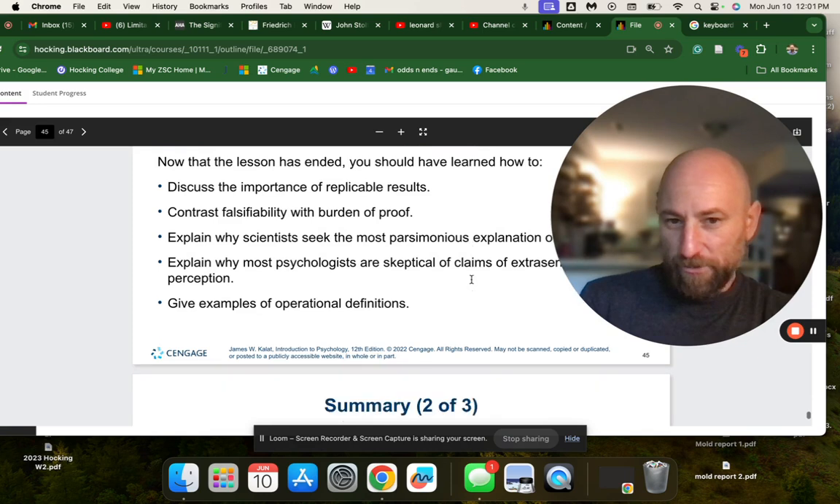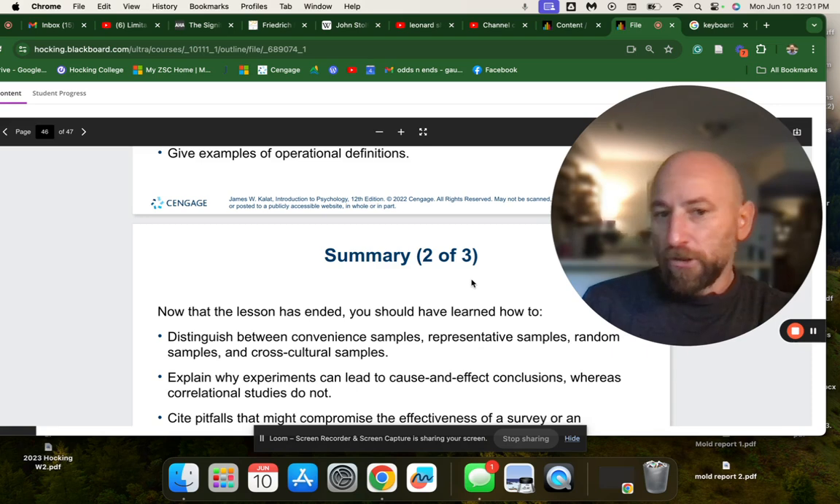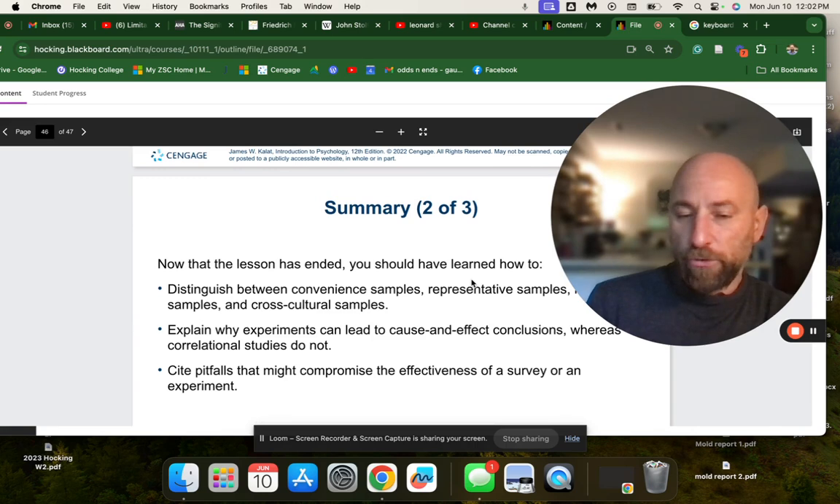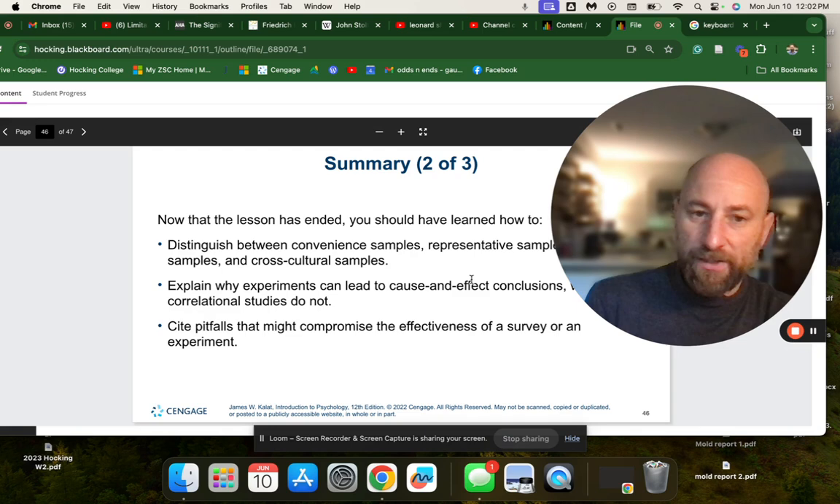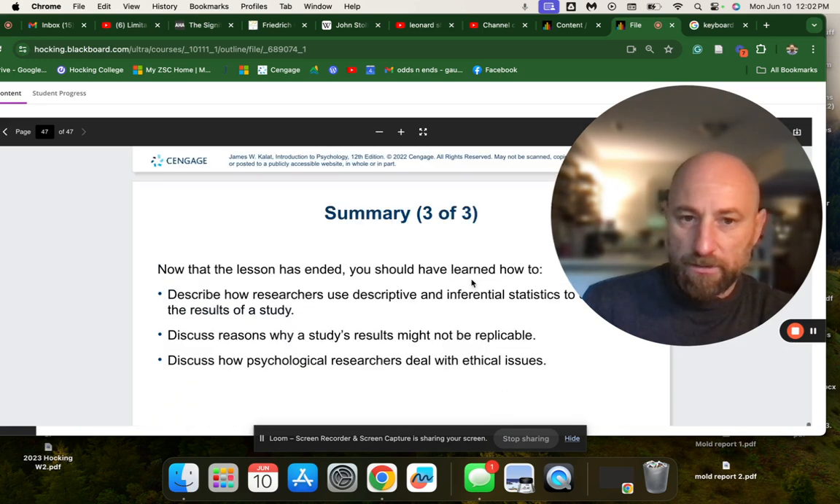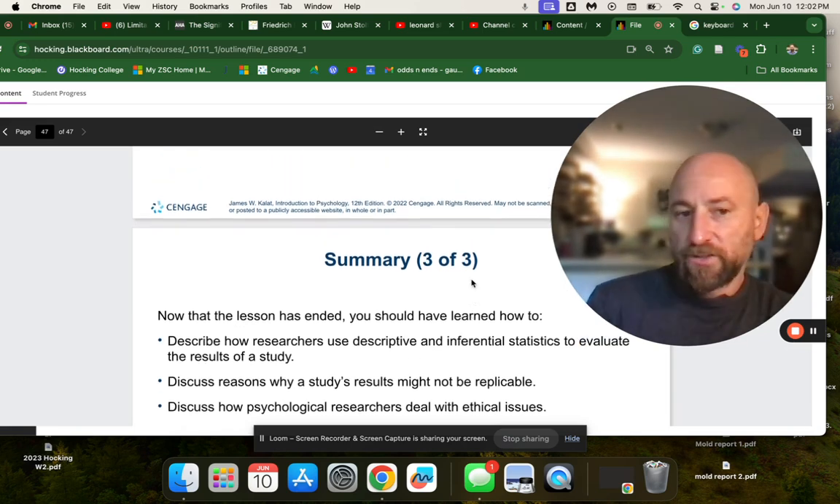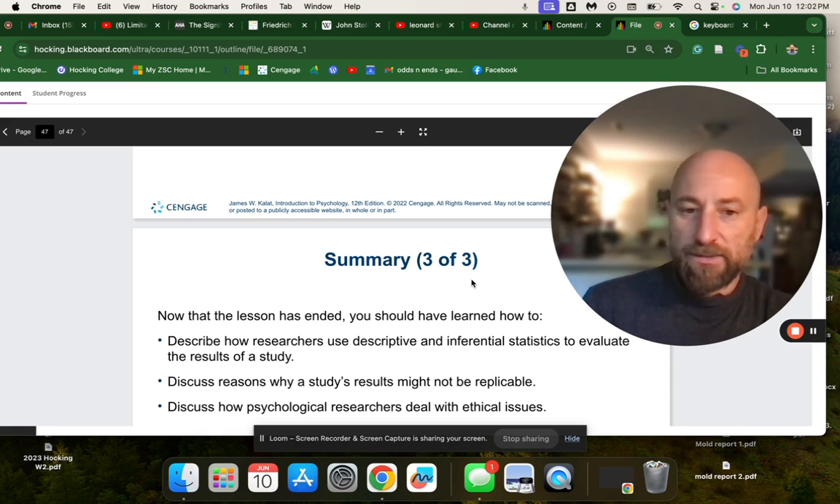give examples of operational definitions, distinguish between convenience samples, representative samples, random samples, and cross-cultural samples, explain why experiments can lead to cause and effect conclusions, whereas correlational studies do not, cite pitfalls that might compromise the effectiveness of a survey or an experiment. And lastly, describe how researchers use descriptive and inferential statistics to evaluate the results of a study. Discuss reasons why a study's results might not be replicable. Discuss how psychological researchers deal with ethical issues.